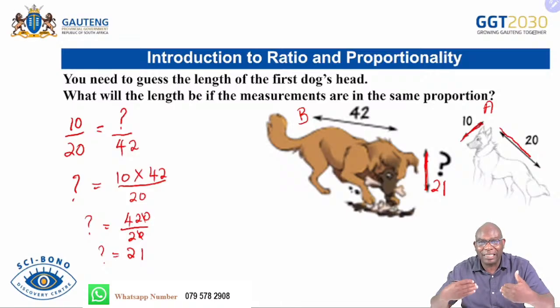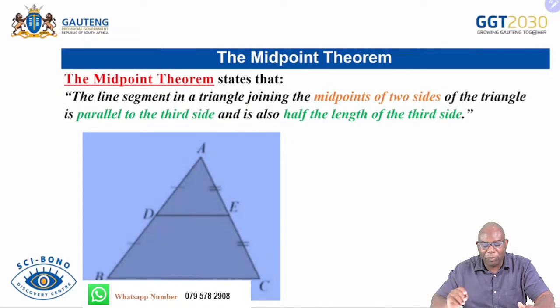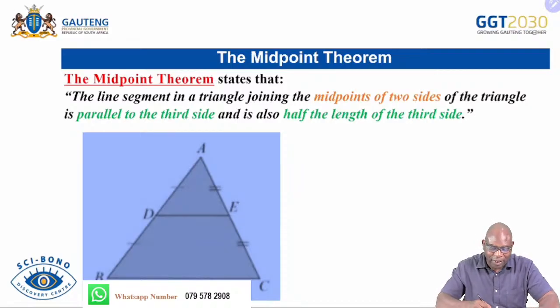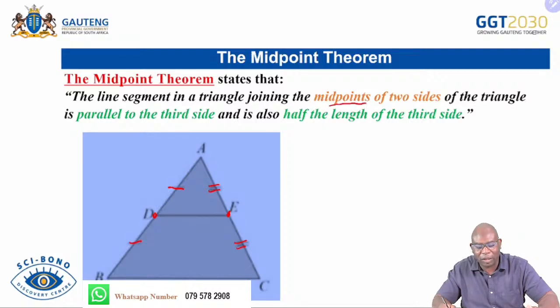Okay, and this is exactly what we're going to be doing in the questions that follow. But before that, let's look at the midpoint theorem that was done in grade 10. The midpoint theorem tells us that if I've got a triangle ABC, and a line that connects the midpoints of two sides of the triangle, that is the line segment joining the midpoints of two sides of a triangle.